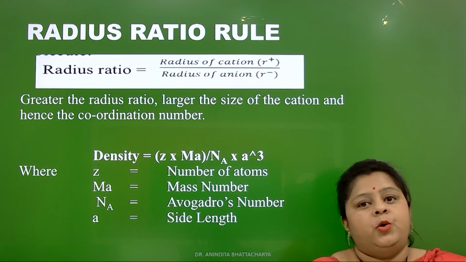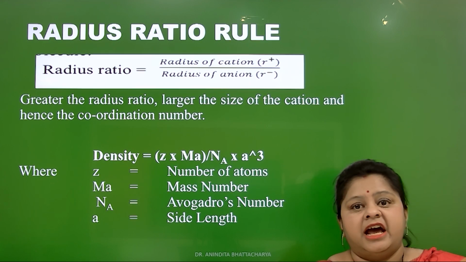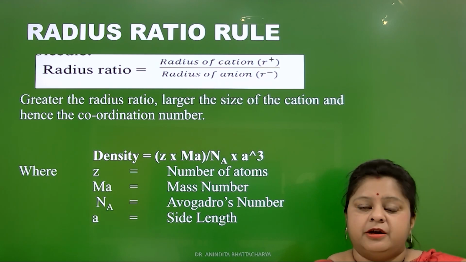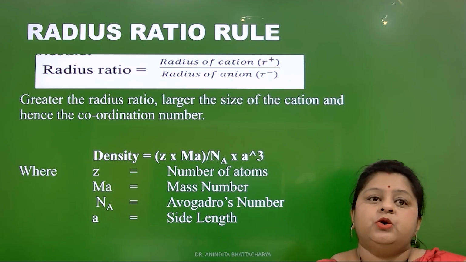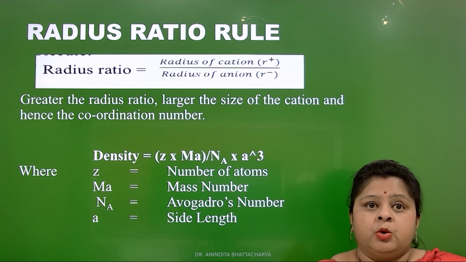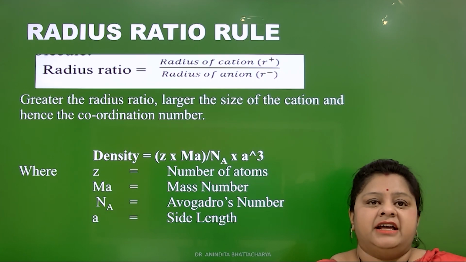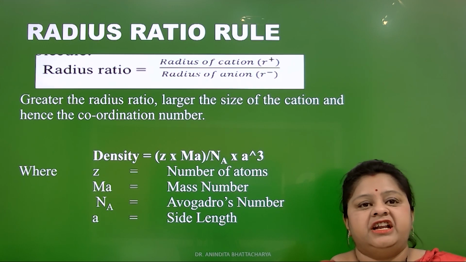Radius ratio: we have cations and anions both in a particular crystal. So the radius ratio will always depend on the radius of the cation divided by the radius of the anion. So the greater the radius ratio, the larger the size of the cation, and hence the coordination number also increases.